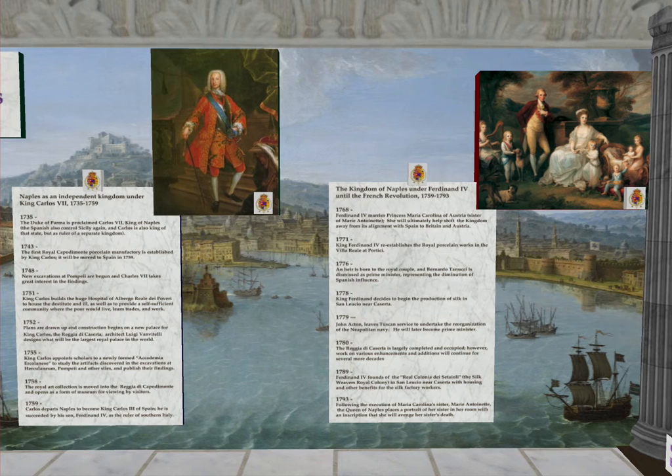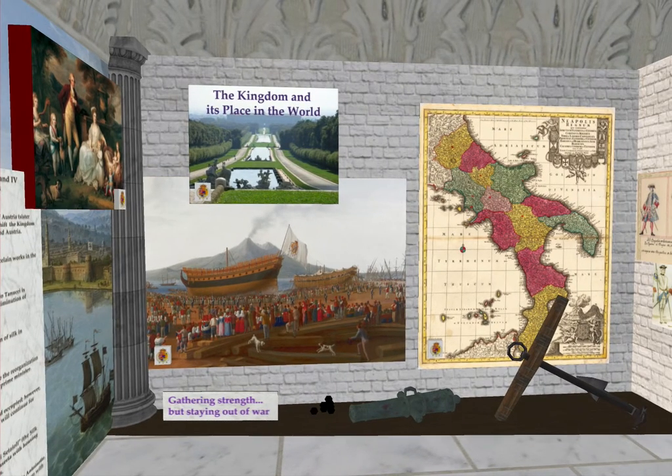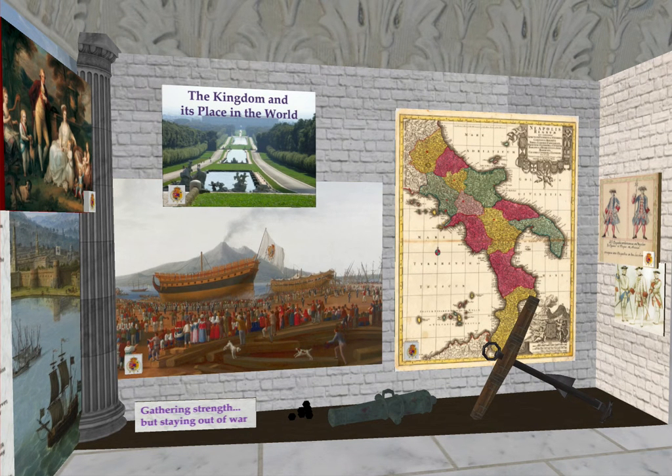On the adjoining wall, we're going to take a look at how Naples was situated in the larger world. This was the era of Marie Antoinette and Louis XV in France, and of the Bourbon kings in Spain. Those were the kings that were descended from those who sent the Spanish Armada to attack England many centuries earlier.